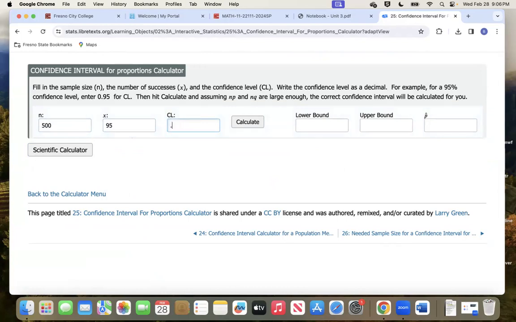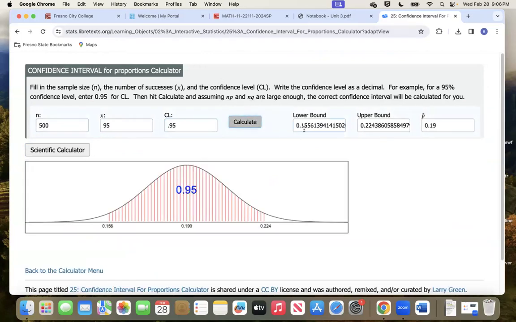Whoops, don't mess that up like I just did. 95% confidence level. Calculate. So there's the two numbers that we knew were coming, the 0.156 and the 0.224. There they are. So that's the lower bound, the upper bound. So now we need to do part two.